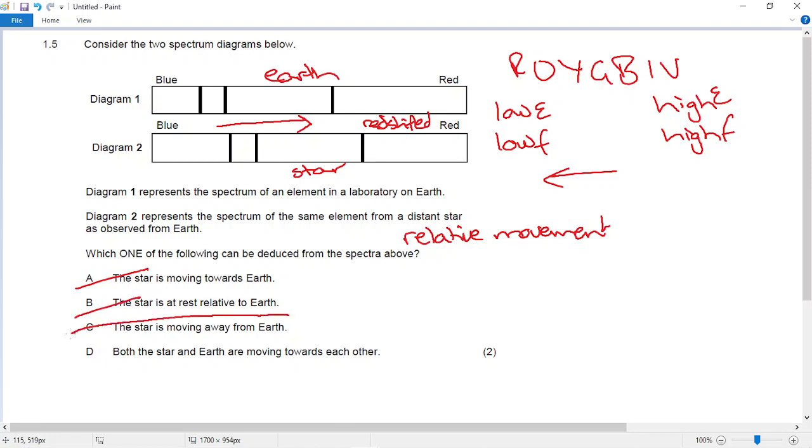The star is moving away from Earth, C, that is Y. And if the star and the Earth are moving towards each other, this will give you a blue shift. So the answer is C.